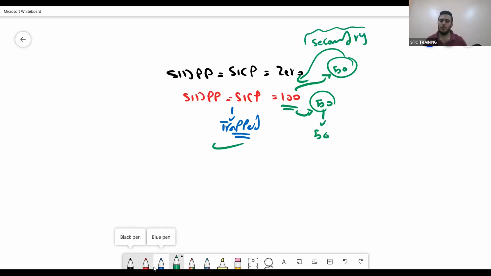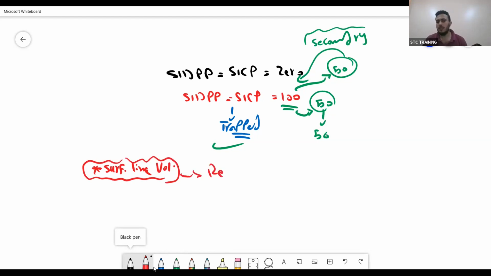Also for the wait and weight method, you need to take into consideration the surface line volume. So once we pump the surface line volume, we need to make a re-zero for the stroke counter.